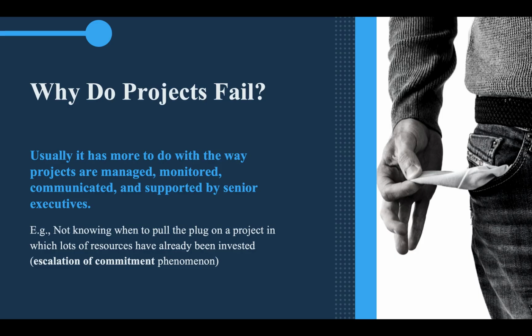So why do projects fail in the first place? Usually, it has more to do with the way projects are managed, monitored, communicated, and supported by senior executives. Some of my batchmates' projects were poorly managed, where the PM was not able to lead the group correctly. Like instead of delegating tasks, the project manager actually went abroad to attend a conference, leaving the others in the dark. Some were out of the project manager's control, such as changes in the structure of the organization, miscommunication, etc.